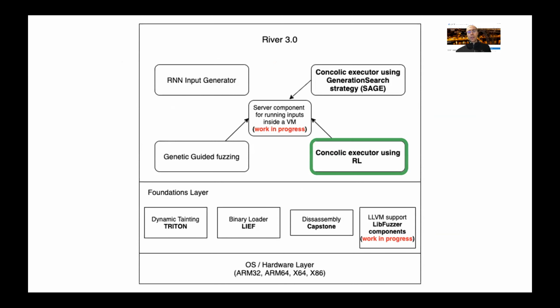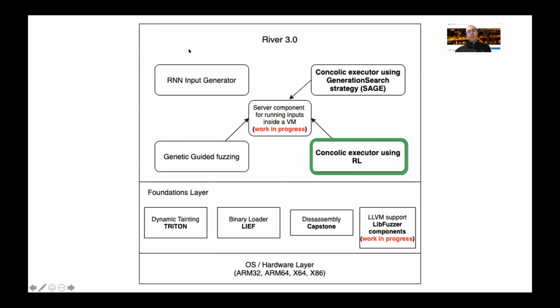This is our architecture in River 3.0. In the foundation layers, we use some open source, state-of-the-art tools in the field, like Triton for dynamic tainting, LIEF for binary loading, and Capstone for disassembly. Also, we have some work in progress to evaluate all of our methods on LLVM, because sometimes it makes sense to move out from only binary data inputs.